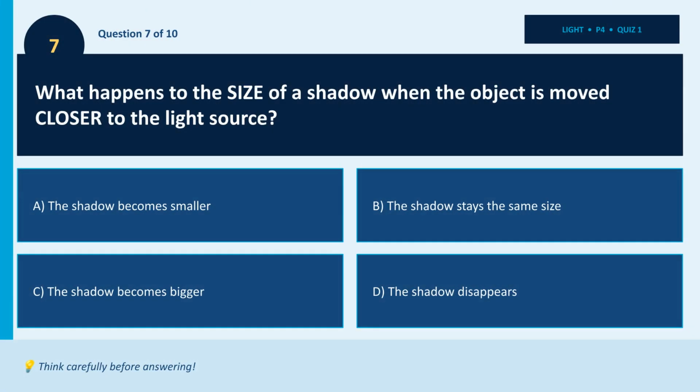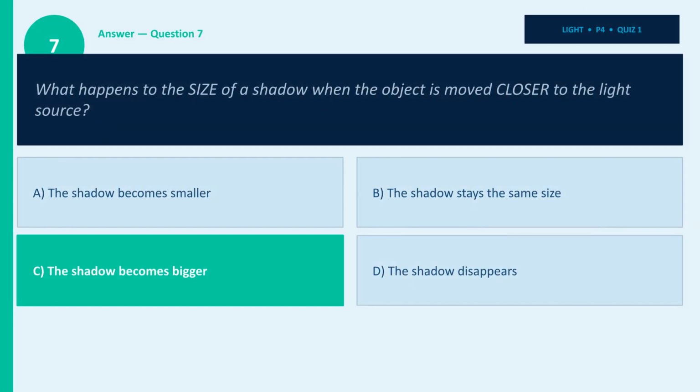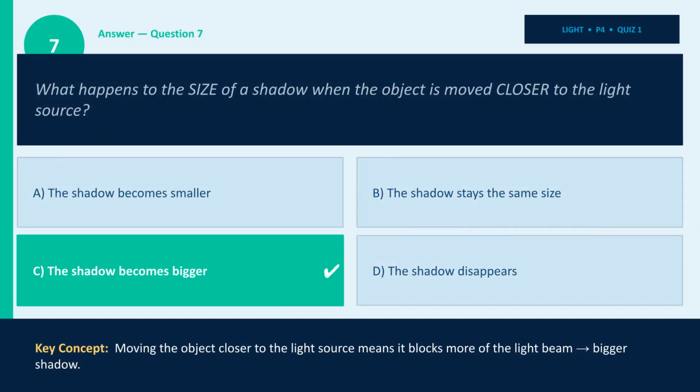Question 7. What happens to the size of a shadow when the object is moved closer to the light source? The correct answer is C. The shadow becomes bigger. Moving the object closer to the light source means it blocks more of the light beam, resulting in a larger shadow.